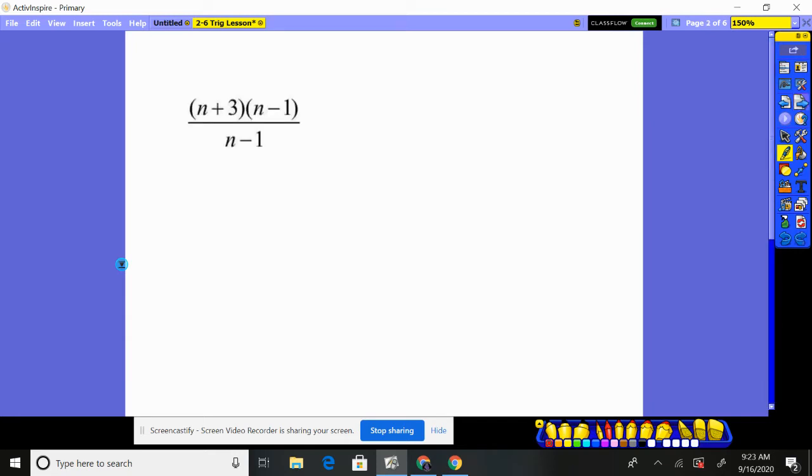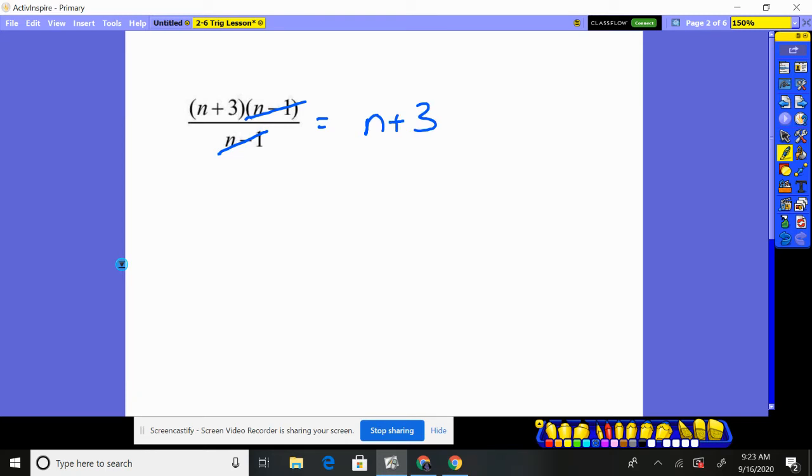So let's look at a situation like this where we want to simplify an expression. So we have n plus 3 times n minus 1, the quantity, divided by the quantity n minus 1. Well, if we plug in, let's say, 7, you'll notice that this would be 6 and that would be 6. This guy is going to simplify to simply n plus 3.